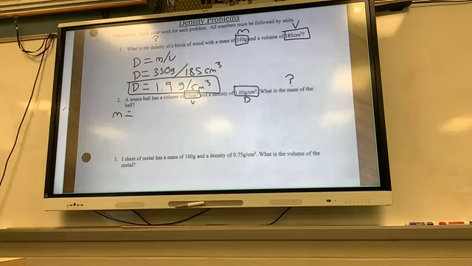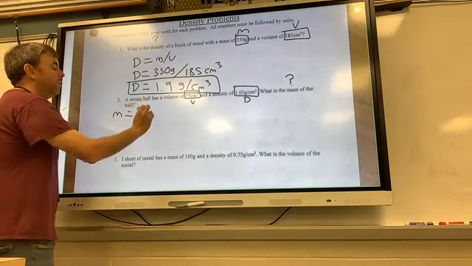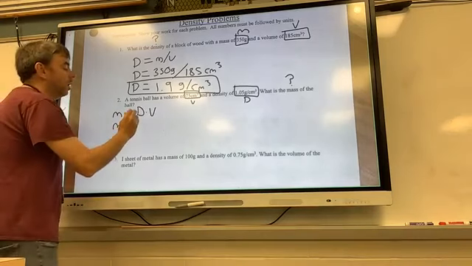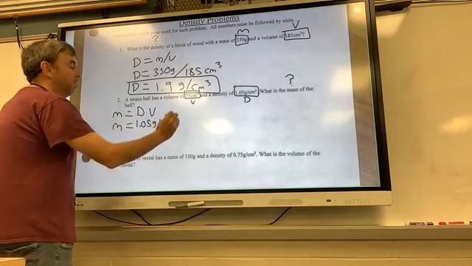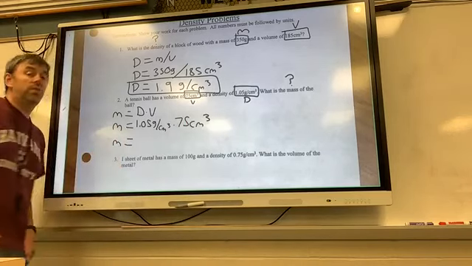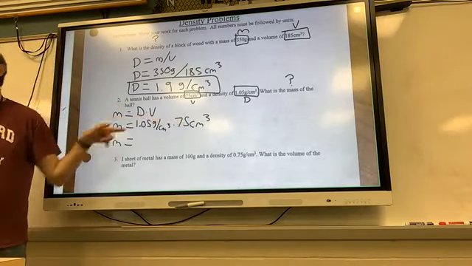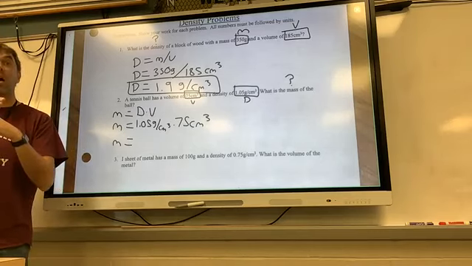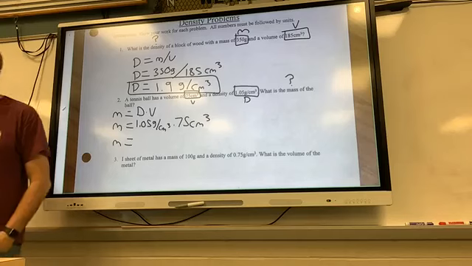So here we go. Step 1. M equals, what's the equation? M equals D times V. Step 2. Sub in numbers and units. So M equals 1.05 grams per centimeters cubed times 75 centimeters cubed. Think about units here. I have centimeters cubed on the top and centimeters cubed on the bottom. When I multiply those together, what's going to happen to centimeters cubed? They're going to cancel out, right? So put it in your calculator. It's just going to be g.